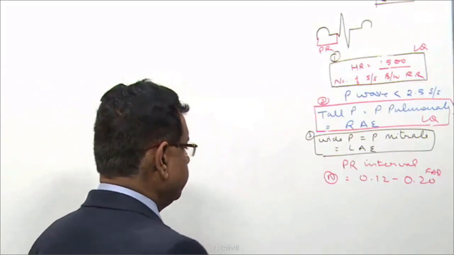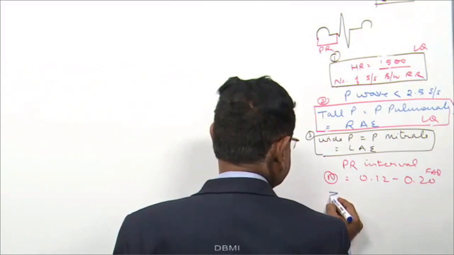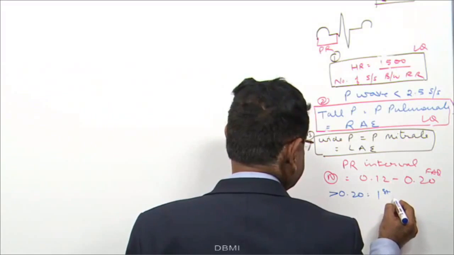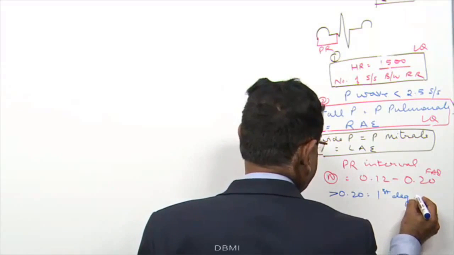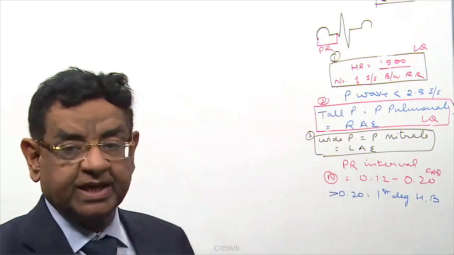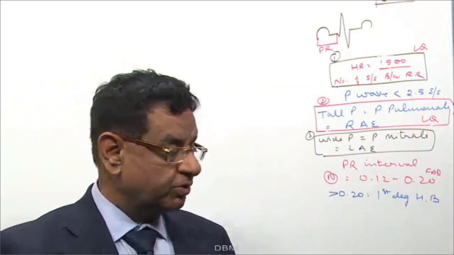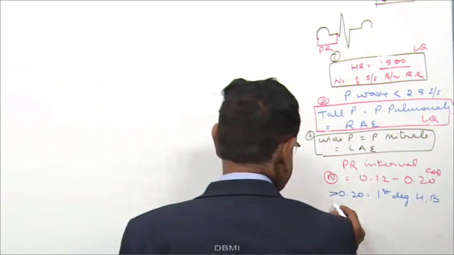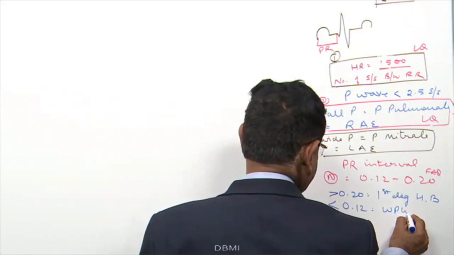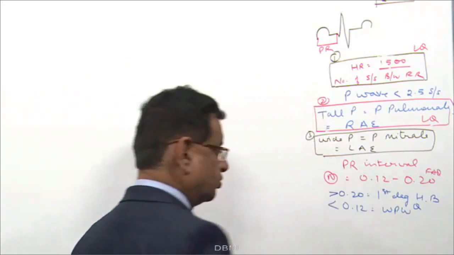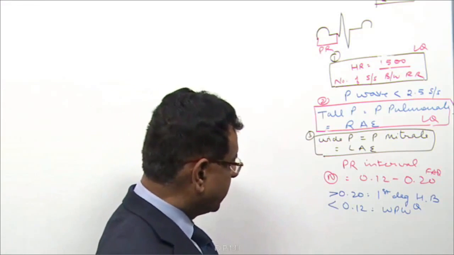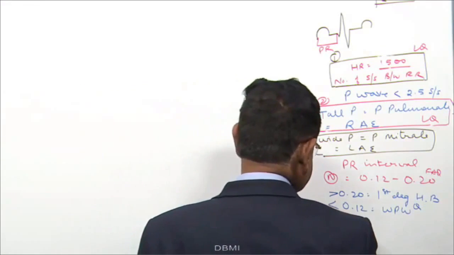And if PR is more than 0.20 second, then we call it first degree heart block. And if it is less than 0.12 second, WPW syndrome, a very frequently asked question throughout the world. So friends, we got 3 questions on PR interval. So this is our box number 3.